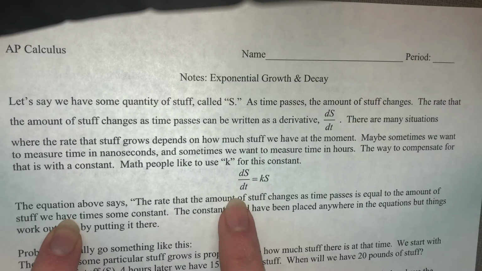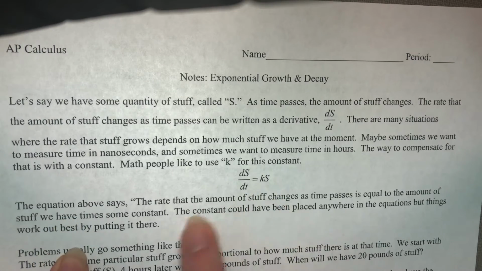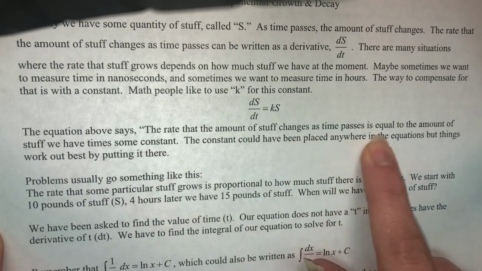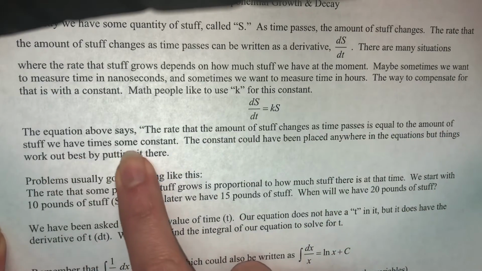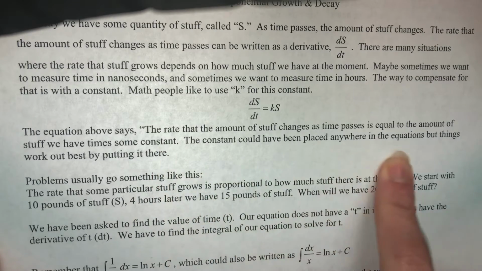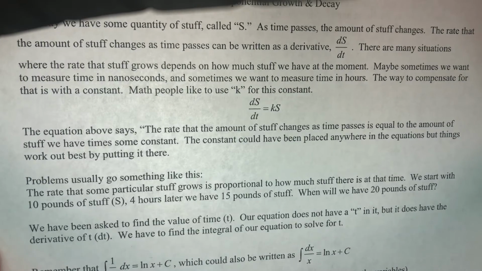So ds dt, which is the amount of stuff that changes as time passes, is equal to k, which is some constant, times s. The above equation says the rate that the amount of stuff changes as time passes is equal to the amount of stuff we have times some constant. The constant could have been placed anywhere in the equation, but things work out best by putting it there.